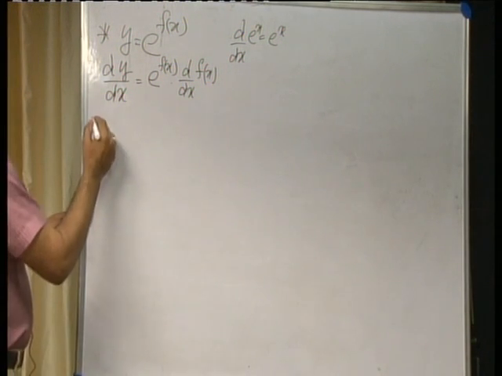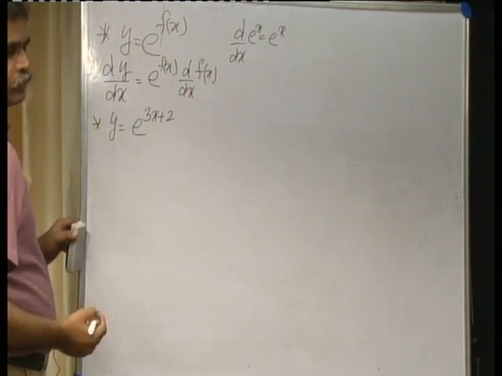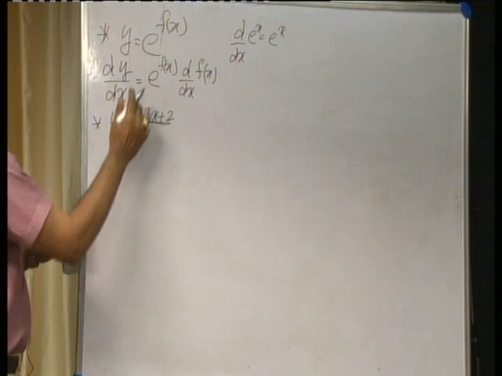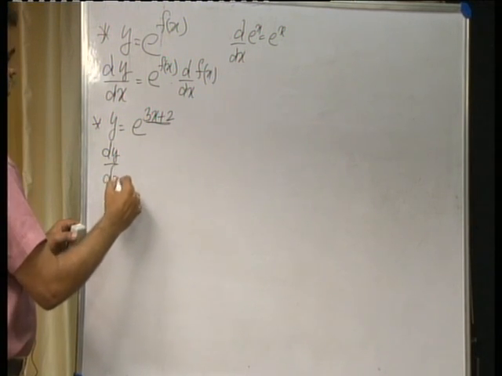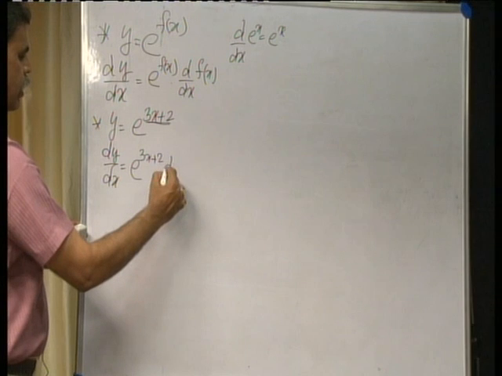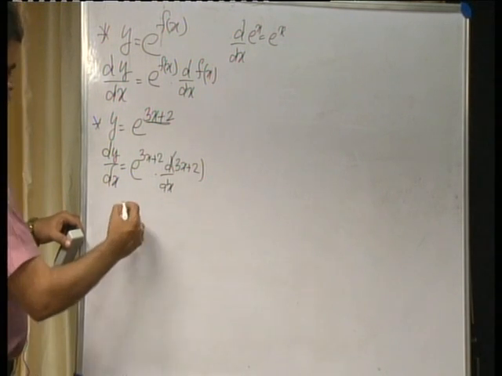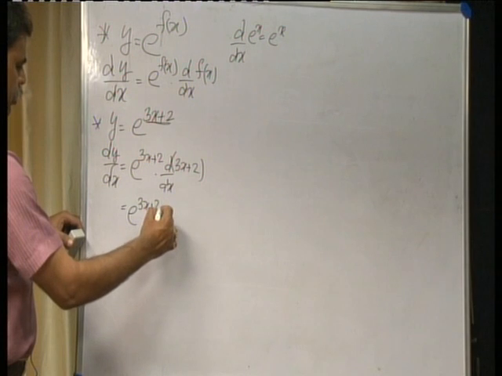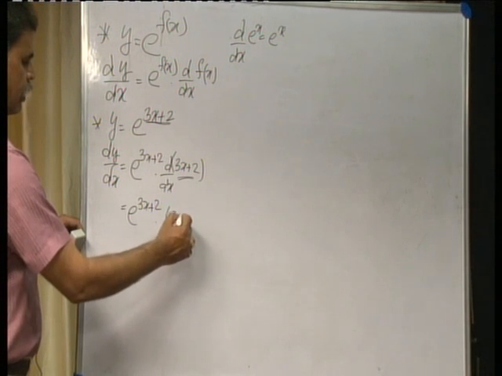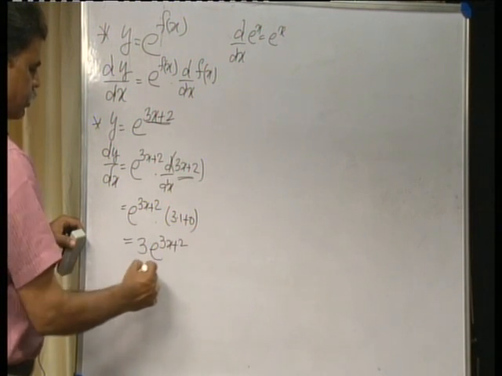Take a few examples. y is equal to e to the power of 3x plus 2. Here 3x plus 2 is considered the function. According to this, we write dy by dx is equal to e to the power of the function, into d by dx of the function, that is 3x plus 2. This is e power 3x plus 2 into the differentiation of 3x plus 2, which is 3 into 1 plus 0, equal to 3 e power 3x plus 2. This is the answer.